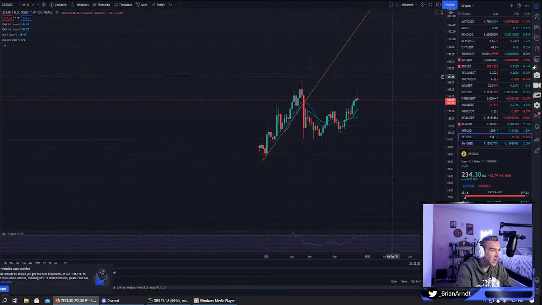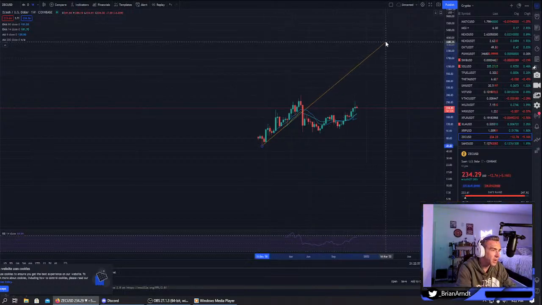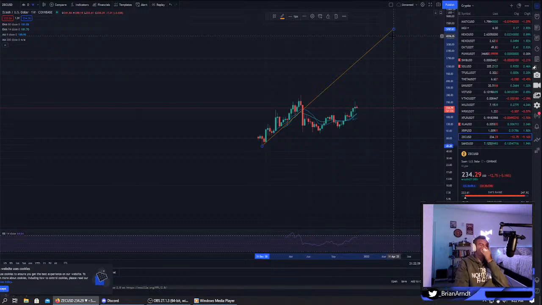Zcash looks a lot like EOS. I kind of love these breakdown angles here because I think this orange line is likely to get met at some point. So that'll be cool to see if that happens.